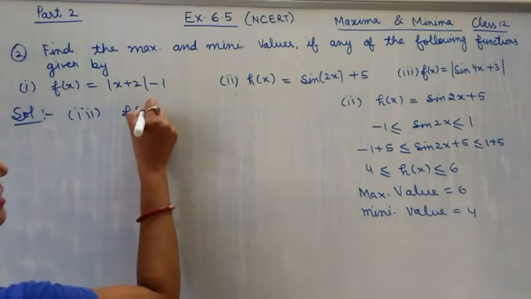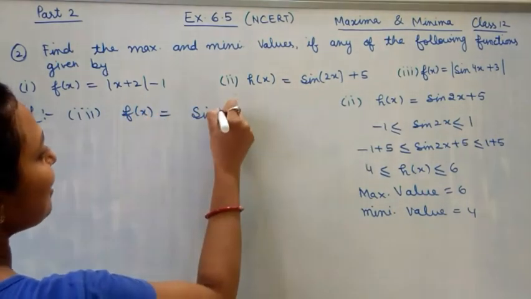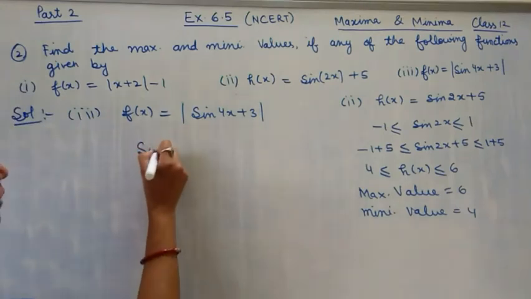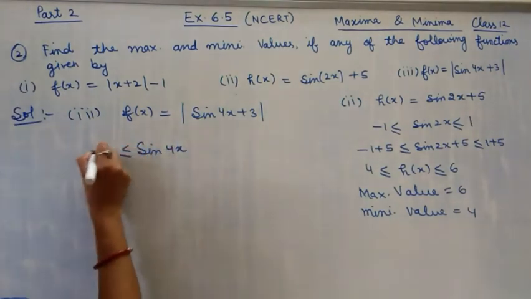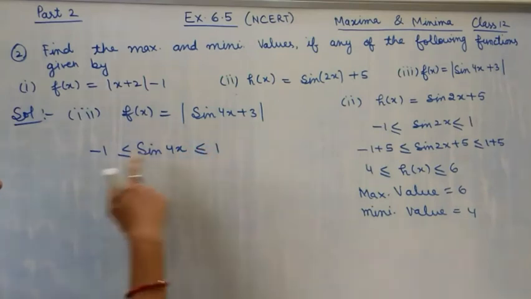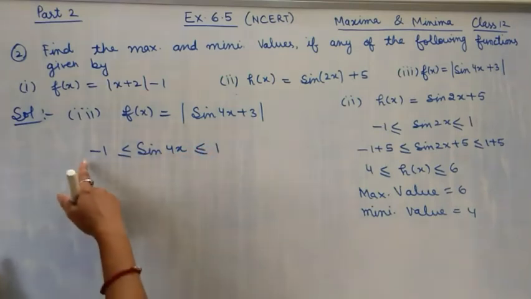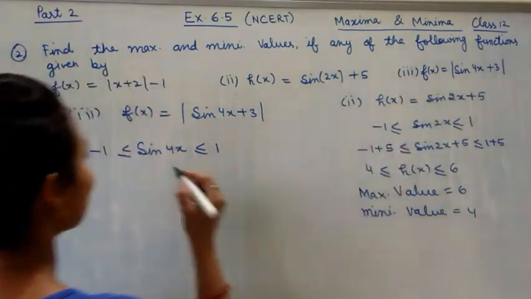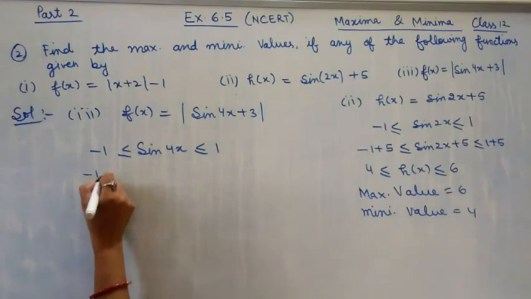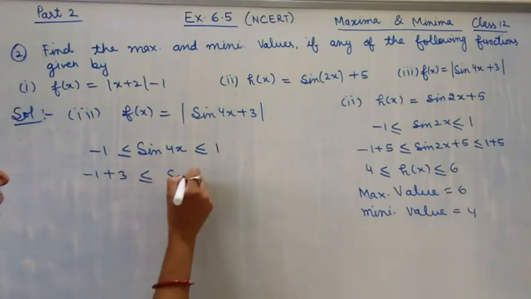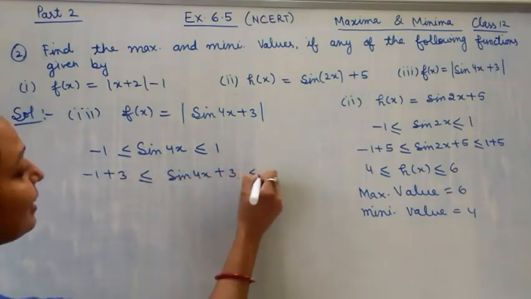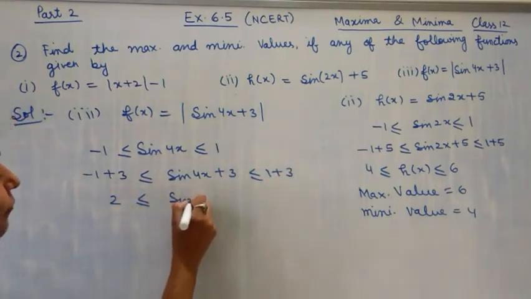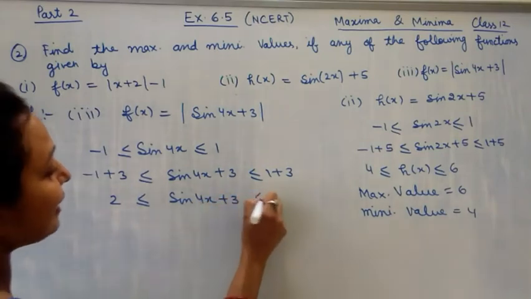The third question, f(x) is given as |sin 4x + 3|, it is in modulus sign. I will take sin 4x lies between -1 and 1, because it exists between -1 and 1. Now I will add 3. Adding 3: -1 + 3 ≤ sin 4x + 3 ≤ 1 + 3. It will equal 2 ≤ sin 4x + 3 ≤ 4.